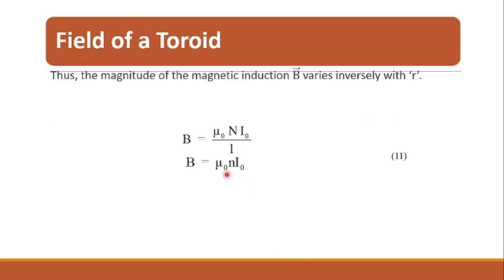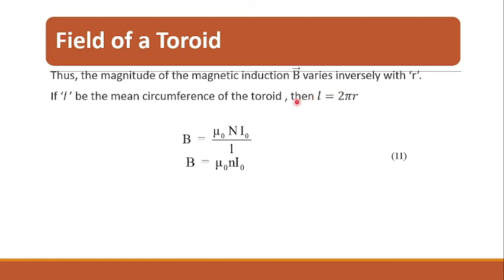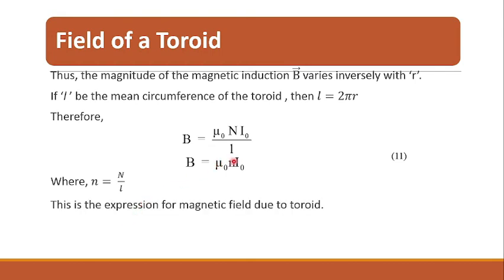And thus the magnitude of the magnetic induction B varies inversely with r, and if L is the mean circumference of the toroid, then L is equal to 2 pi r, and therefore we get B is equal to mu 0 N I0 upon L, which is B is equal to mu 0 n I0, since n is equal to capital N upon L, that is the number of turns per unit length. So this is the expression for the magnetic field due to a toroid.